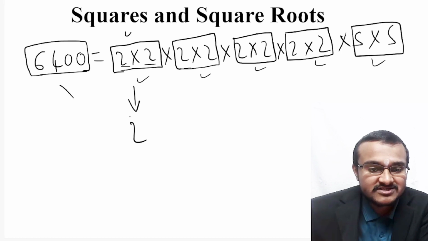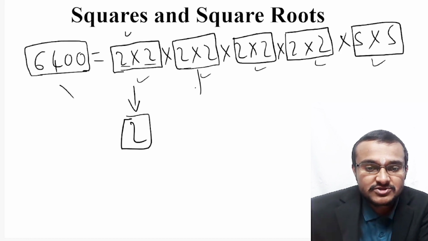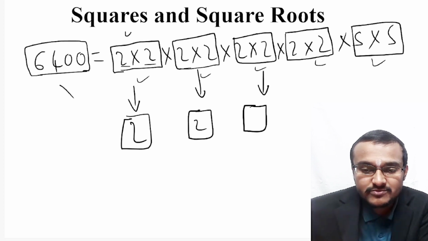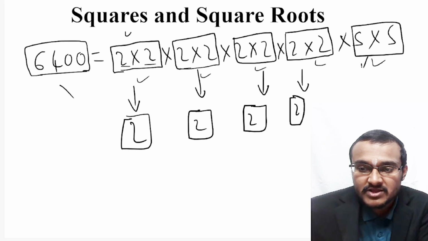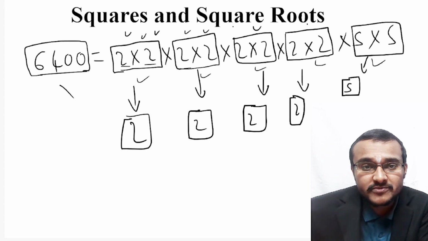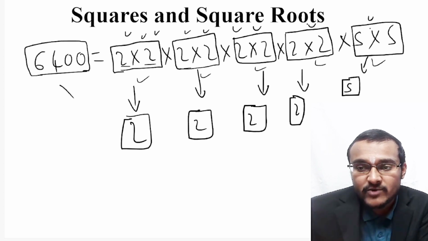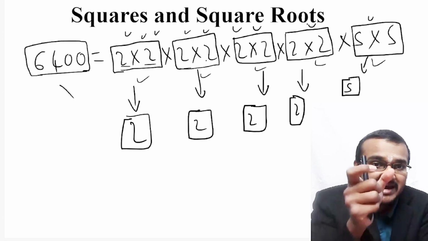So 2 into 2, what is the square root? It will be 2. What is the square root of this? It will be 2. What will be the square root of this? That will also be 2. What will be the square root of this? That will also be 2. What will be the square root of 5 into 5? That will be 5. These are all grouped prime numbers where you are taking one term from each paired group.